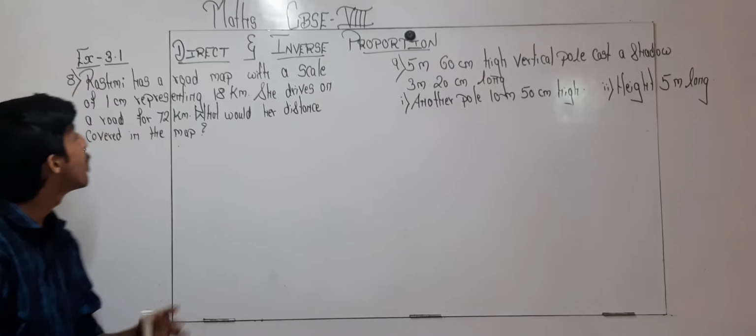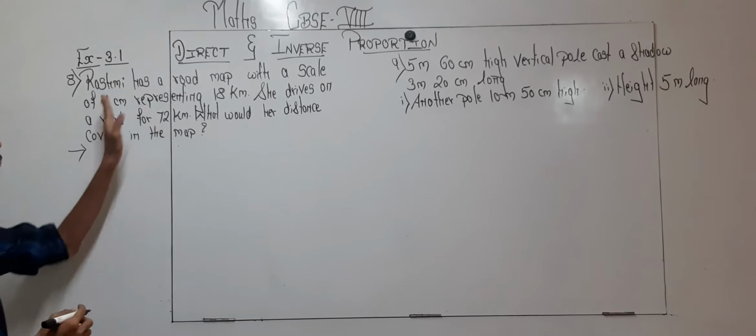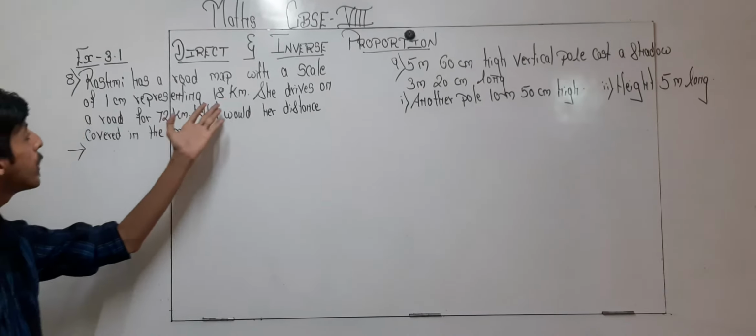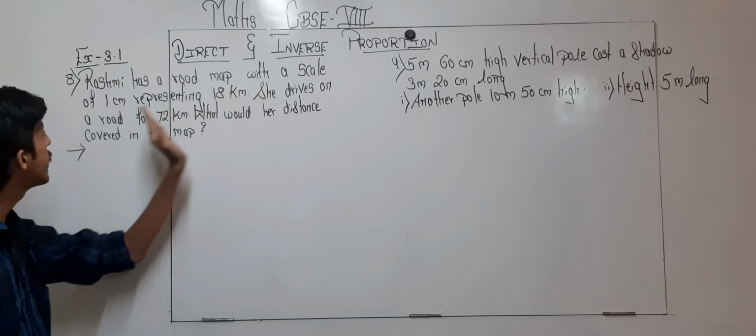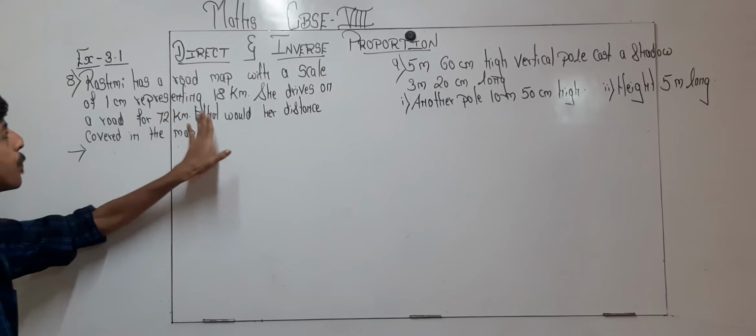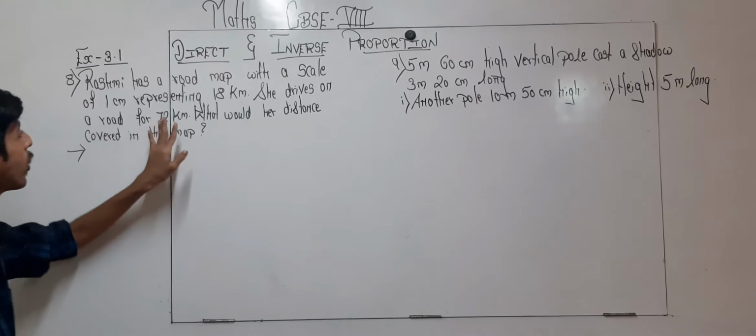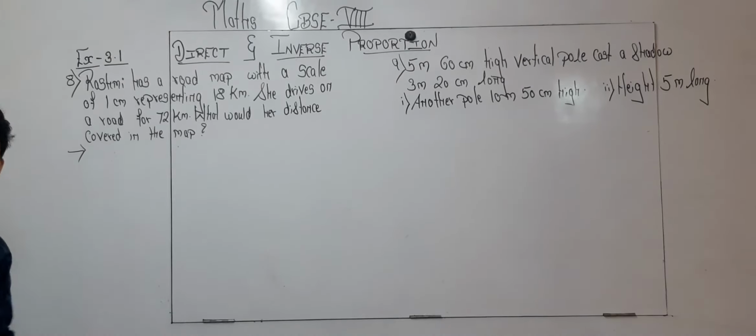Okay, now moving on to question number 9. Rashmi has a road map with a scale of 1 centimeter representing 18 kilometers. What is being told? Rashmi has a road map with a scale of 1 centimeter representing 18 kilometers. She drives on a road for 72 kilometers. So what will be the distance covered in the map?